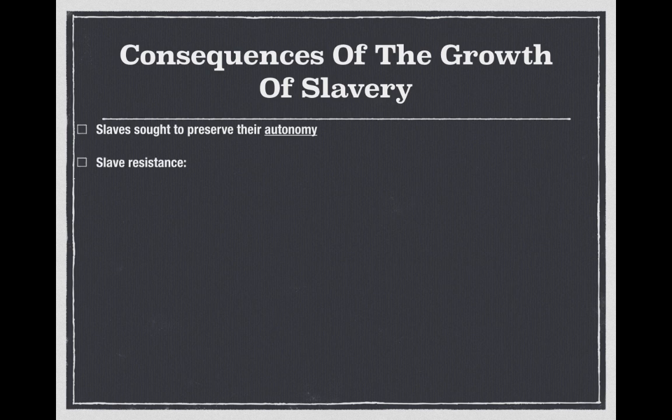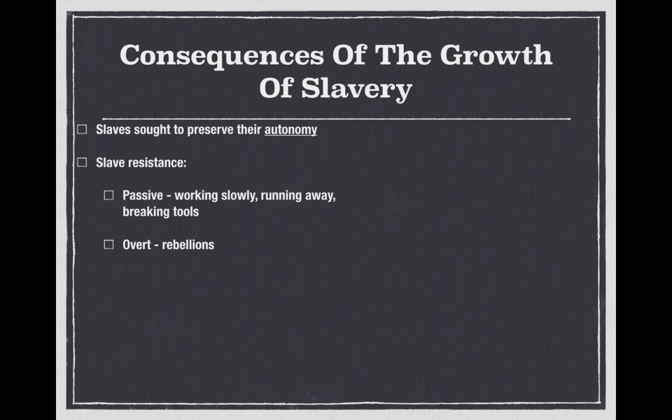So slaves will often resist in passive ways, such as working slowly, running away, breaking tools, faking illness, something to disrupt the everyday work that they were forced to do. You would also see overt resistance, such as rebellions. This rarely happened, but it did. But you would see slaves rebelling against their situation.